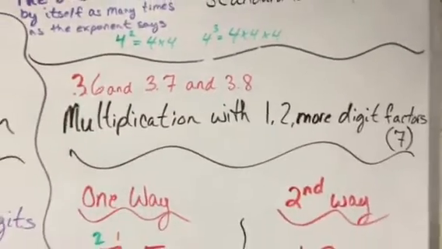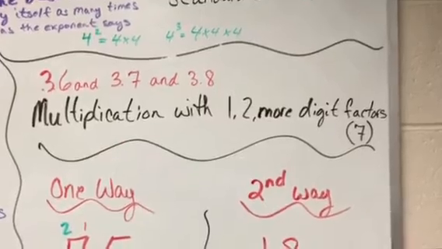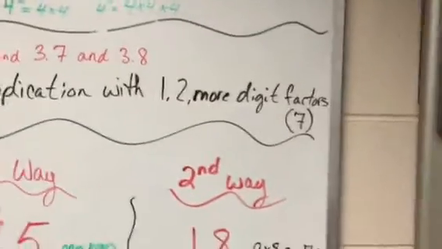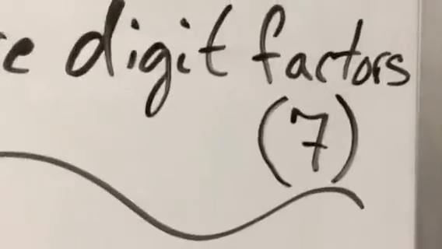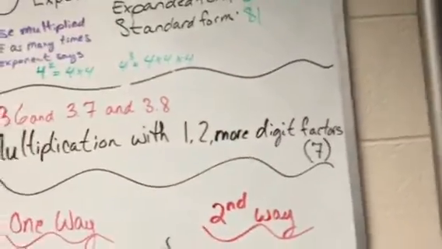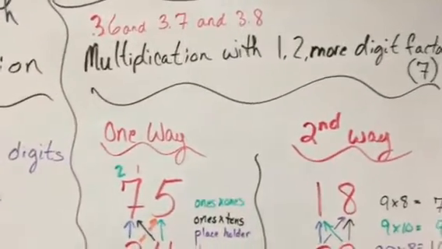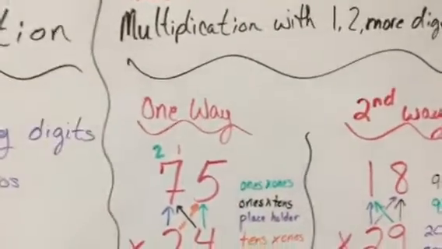Next, let's look at multiplication with 1, 2, or more digit factors. Now this covers 3.6, 3.7, and 3.8. And look right here. 7 of the questions on the test are going to require you to be able to multiply, either with 1 digit, 2 digits, or 3 digits. So let's look at 2 different ways that are kind of the same.